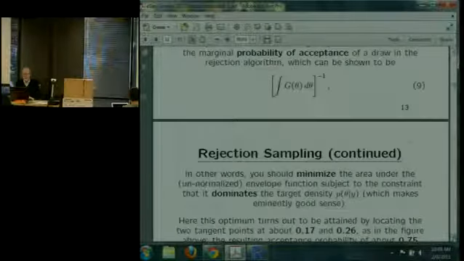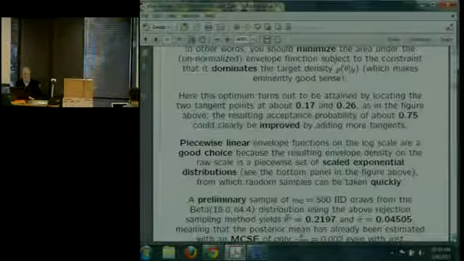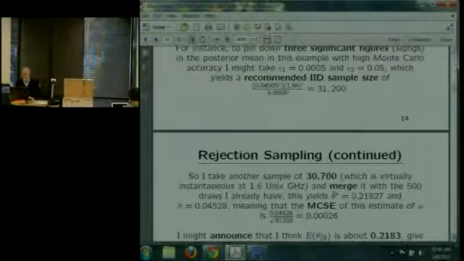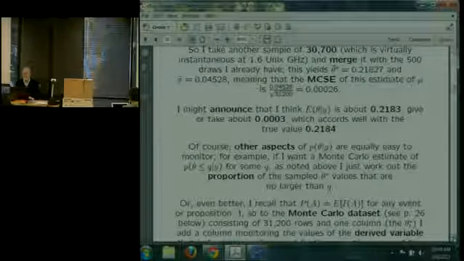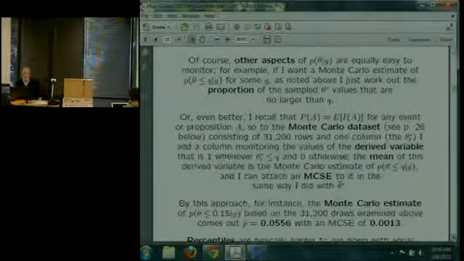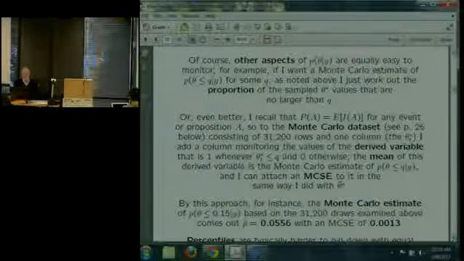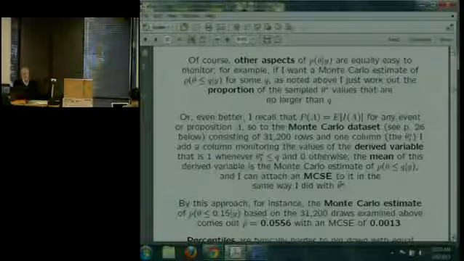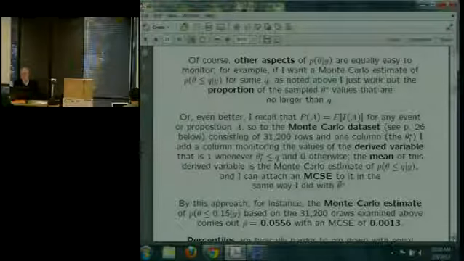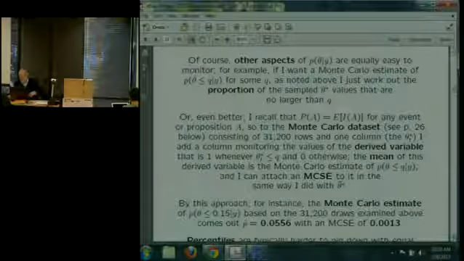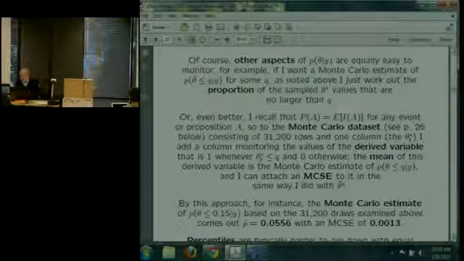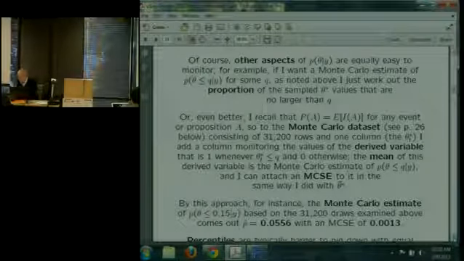Now what I was about to show you is that other interesting aspects of the posterior are equally easy to monitor. For example, if I wanted a Monte Carlo estimate of the posterior probability that theta was less than or equal to some specified number q, then once I've got my Monte Carlo sample, I just work out the proportion of those values in the Monte Carlo sample that are less than or equal to q.